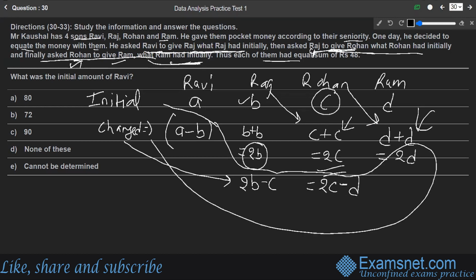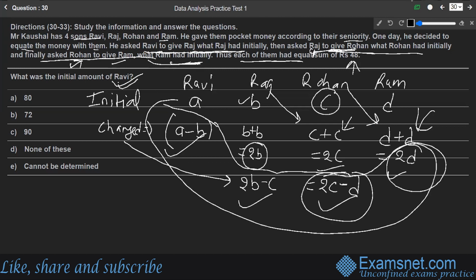These are the final changed amounts: a minus b, 2b minus c, 2c minus d, and 2d. Then he says, thus each of them had an equal sum of rupees 48. So everyone is having 48 rupees now, and we are supposed to find out the amount of Ravi. So clearly the 2d value is also 48, 2c minus d is also 48. So everything is simply 48.